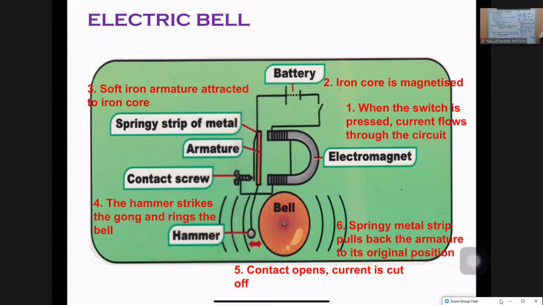So the springy metal strip pulls back the armature to its original position. When pulled back, the contact will be closed again. Then the springy metal strip pulls back the armature to its original position, and the process is repeated, and the bell rings continuously.